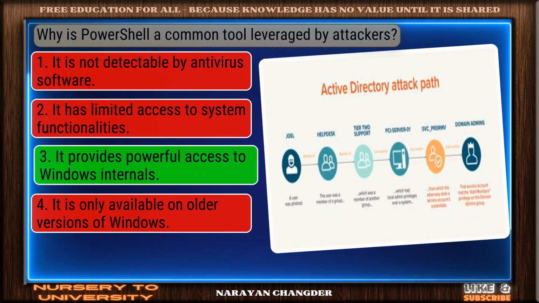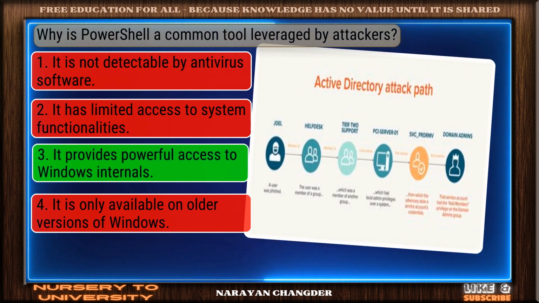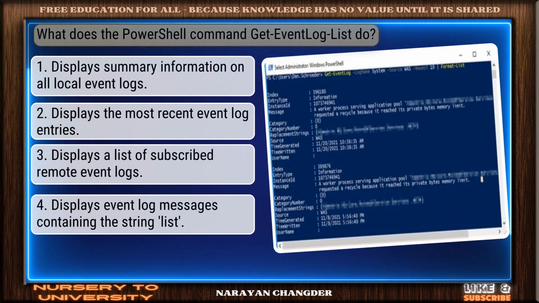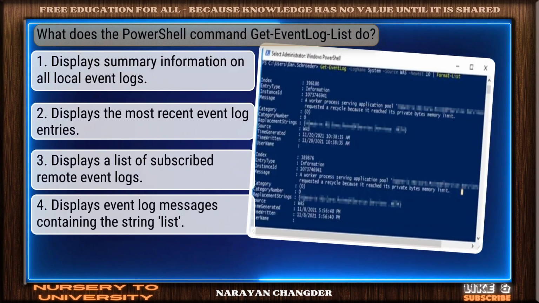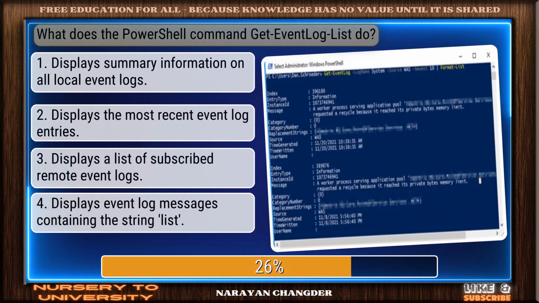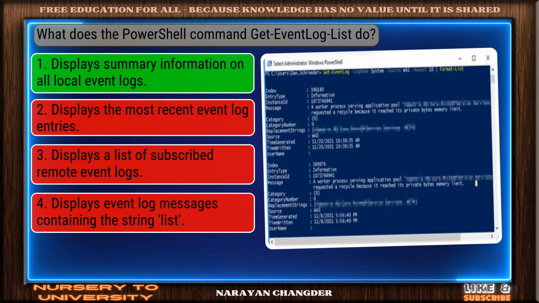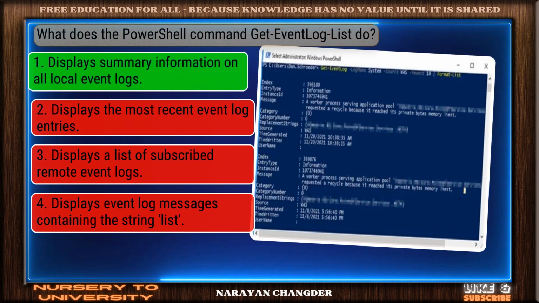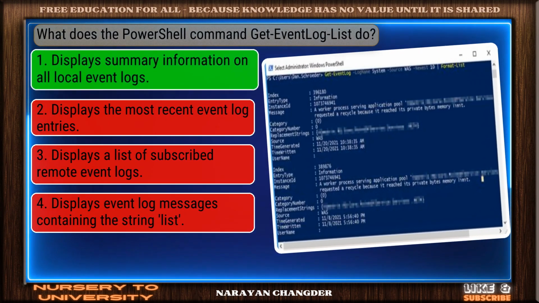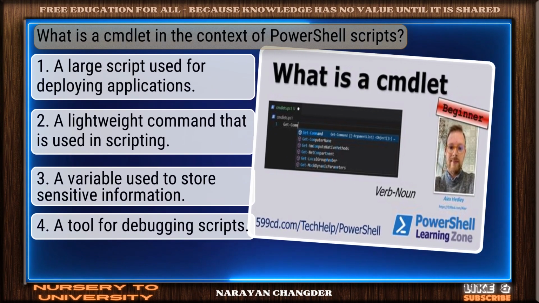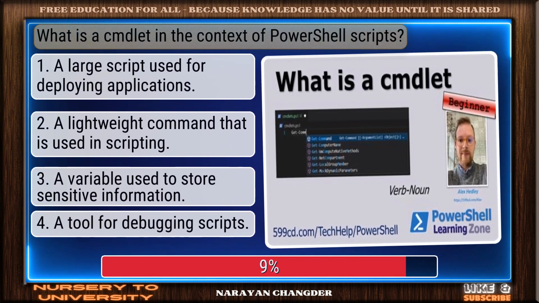Well done. It provides powerful access to Windows internals is the right choice. Question number 41. What does the PowerShell command Get-EventLog -List do? Excellent choice. Displays summary information on all local event logs is the right answer. Question number 42. What is a cmdlet in the context of PowerShell scripts?